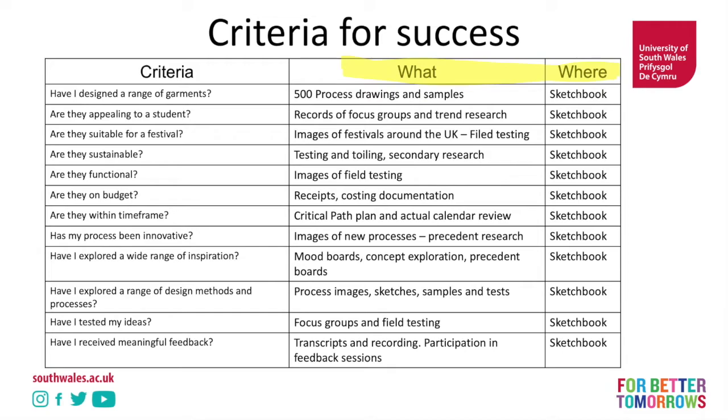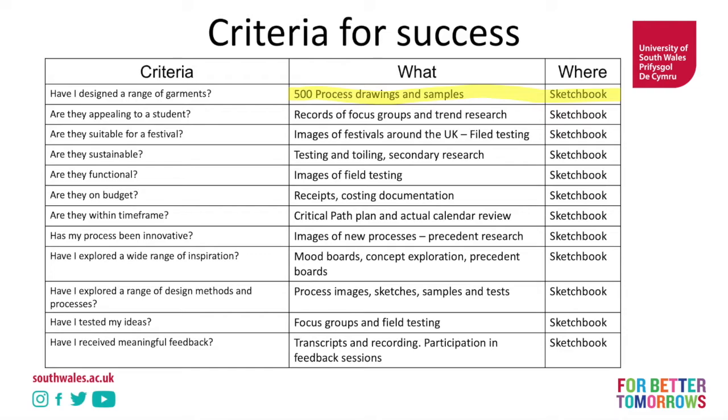I've used the criteria for success again in a different way. So this is what you can do after you've ticked yes to everything. You can take your criteria for success and you can alter these categories. So instead of a yes and no, we've got a what and a where. So this is really about your evidence. What evidence is there and where is the evidence located? The same criteria as we've used before.